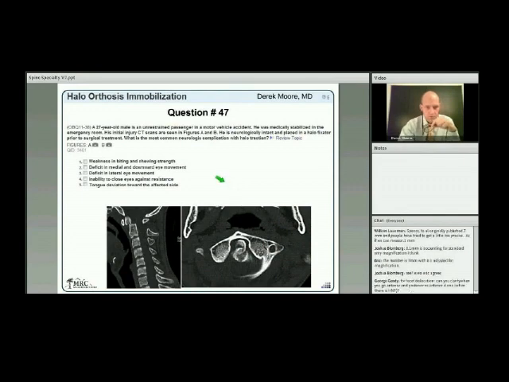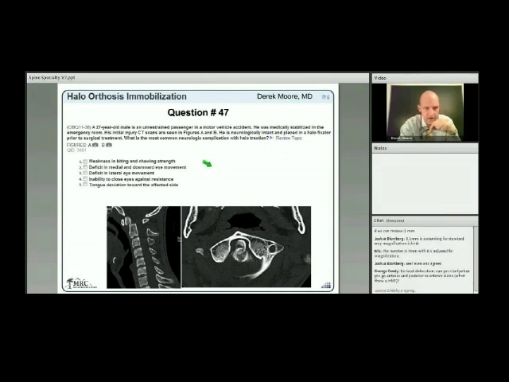Here we have a 27-year-old male in a motor vehicle accident. He was medically stabilized in the emergency room. His initial CT images are shown in figure A and B. He is neurologically intact and placed in a halo fixator prior to surgical treatment. What is the most common neurologic complication with halo traction?